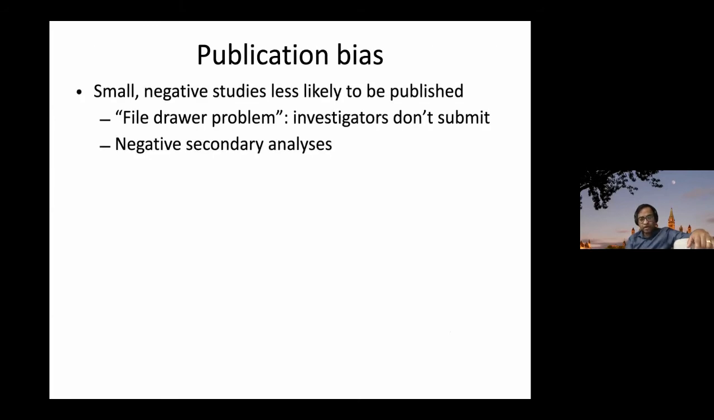And Atul talked about publication bias, which refers to the fact that small negative studies are less likely to be published. So you do a study of 45 patients, and you find that, hey, ACE inhibitors didn't do much. You send it to one journal, and they are not interested. You send it to another, and they are also not interested. You send it to a third, and they are not interested. You send it to a fourth, and they are not interested.